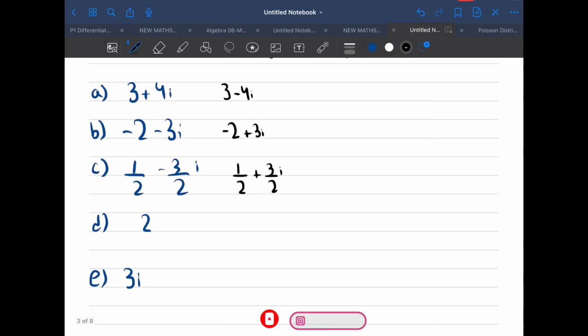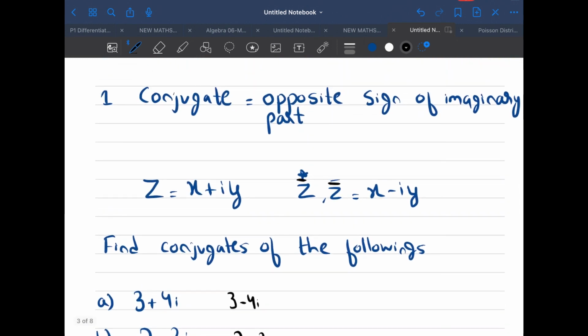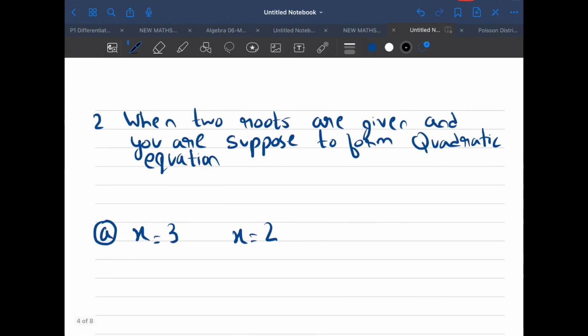Now, what will be the conjugate of this 2? There is no i. That 0 iota will become -0 iota. What will be the conjugate of 3 iota? It's going to be -3 iota. So are you clear with the first point? That's what? Conjugate. x plus iy becomes what? x minus iy. Let's move to the second point of section 1.